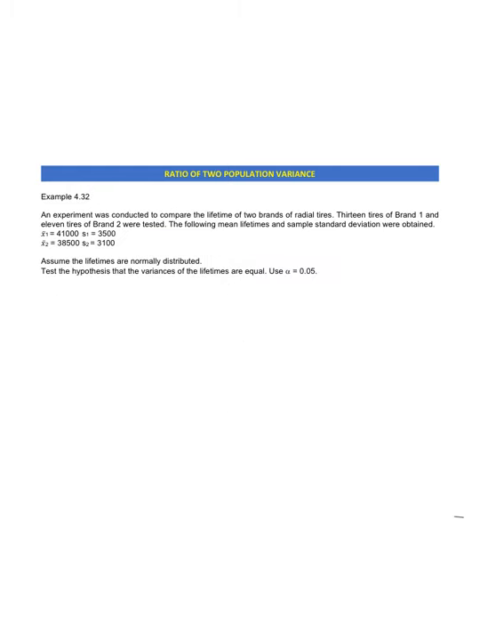Okay, now look into example 4.32. An experiment was conducted to compare the lifetime of two brands of radial tires. 13 tires of brand 1, so N1 kita ada 13, and 11 tires of brand 2, N2 equals to 11. The following mean lifetime and sample standard deviation were obtained. Assume the lifetimes are normally distributed. Test the hypothesis that the variances of the lifetimes are equal.